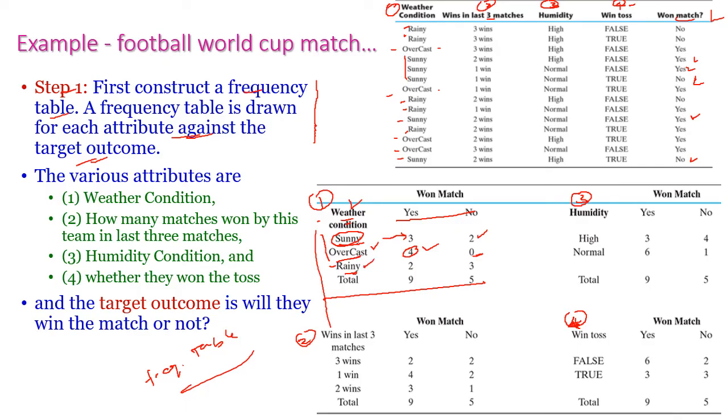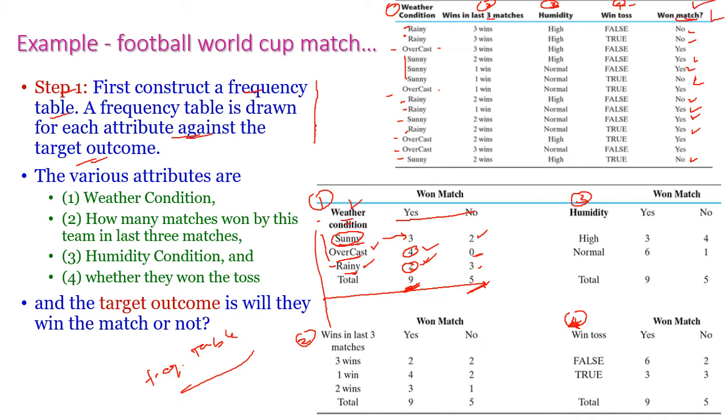And when it comes to rainy, totally 5 rainy records are there, 2 come under the yes side and 3 come under the no side. So 2 rainies are on the yes side and 3 are on the no side. So totally, for weather condition, 9 records lie under the yes side and 5 records lie under the no side, with respect to win the match.